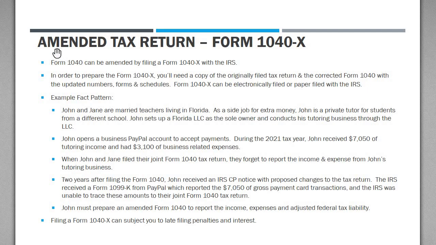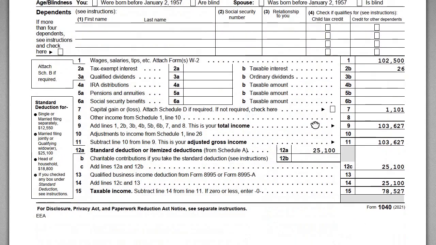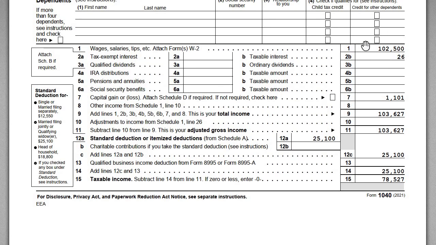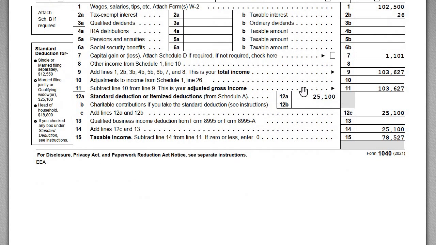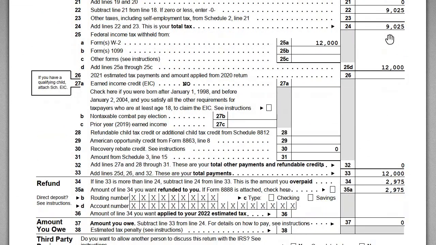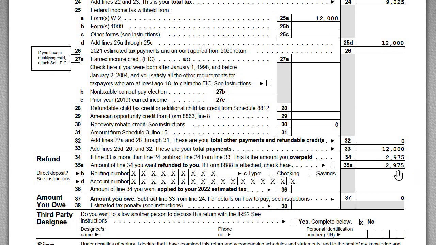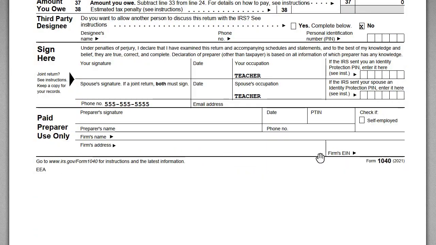All right, so let's look at the original 1040 just so we can get our baseline here. So we've got John and Jane, joint filers, right? Married filing joint. They have no dependents. Here on line 1, they're both teachers, so their combined W-2 wages was $102,500. They have some interest, some capital gains. They are taking the standard deduction for the year, so $25,100, so they're not itemizing. And they've got $12,000 in withholding. The total tax was $9,025, so they got a refund of $2,975. This was the amount of refund they actually got. So when they first filed their return, the IRS gave them a refund for that amount. And so that amount is effectively going to change when we file the amendment.